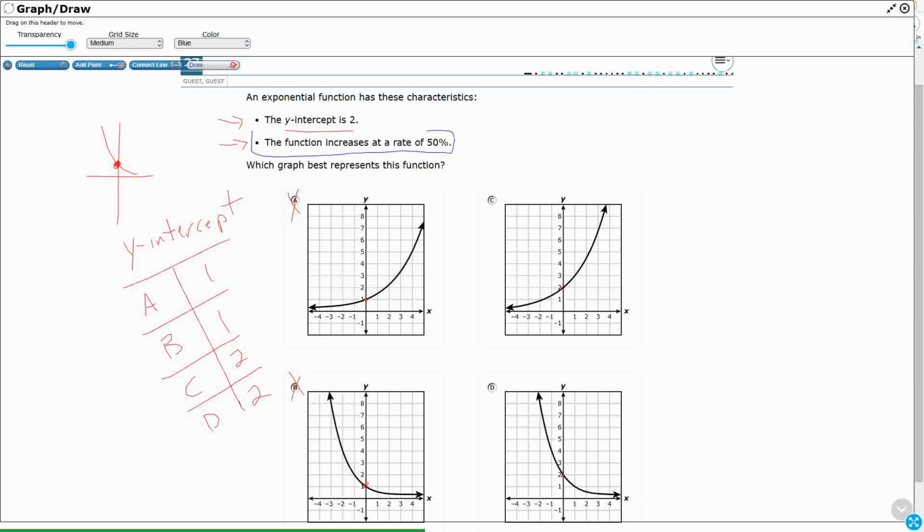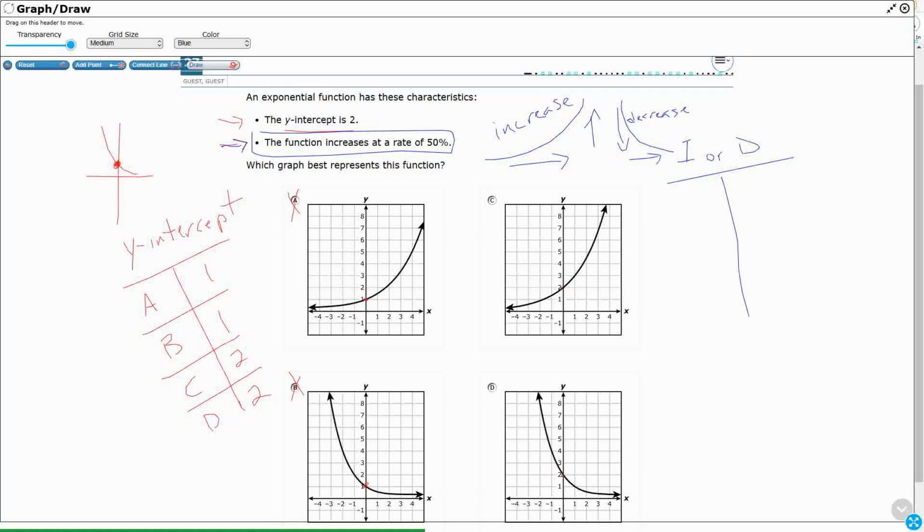The function increases at a rate of 50%, and so I'm just going to put I for increase, or D, okay? Increases literally means it goes up like this. As it moves to the right, it moves up. Okay, this is an increase. And when it moves down, it decreases, because it all depends on what's happening as it's moving to the right.